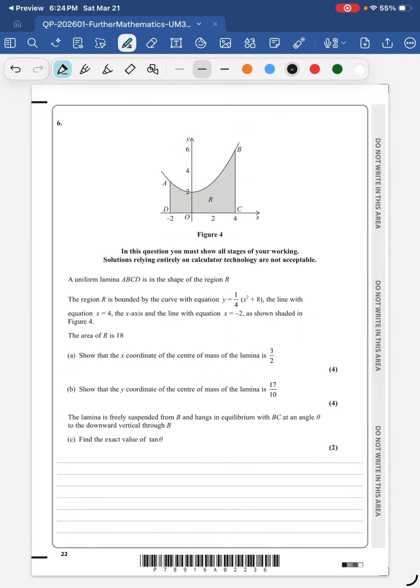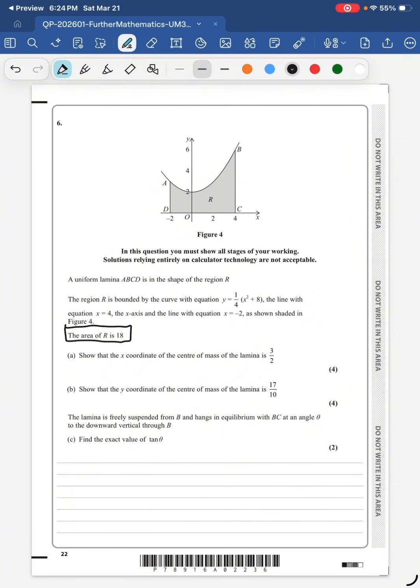So a uniform lamina ABCD is in the shape of the region R. The region R is bounded by the curve with equation y equals 1/4 times x squared plus 8, the line with equation x equals 4, so this line and then this line, right? So the x-axis and the line with equation x equals -2, as shown shaded in figure 4. The area of R is 18. Okay, we can use that.